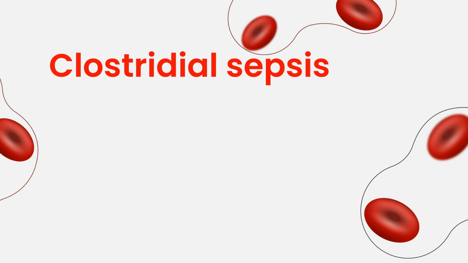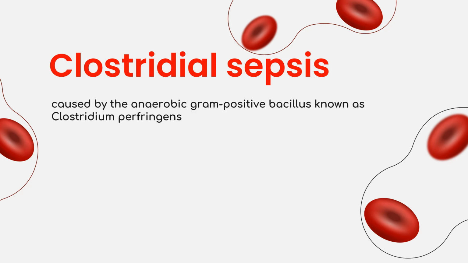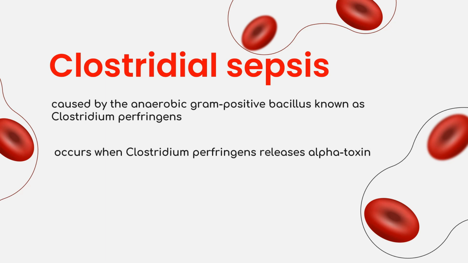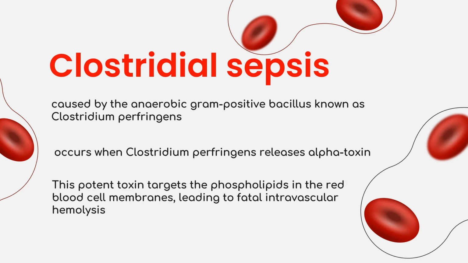Clostridial sepsis, a grave condition that can have devastating consequences, is caused by the anaerobic gram-positive bacillus known as Clostridium perfringens. Let's dive deeper into this condition and its associated features. Clostridial sepsis occurs when the rapidly growing Clostridium perfringens releases a toxin called alpha toxin. This potent toxin targets the phospholipids in the red blood cell membranes, leading to a catastrophic event, fatal intravascular hemolysis.